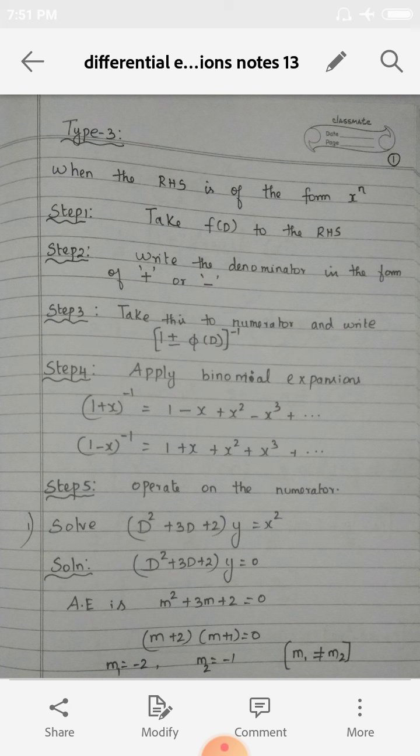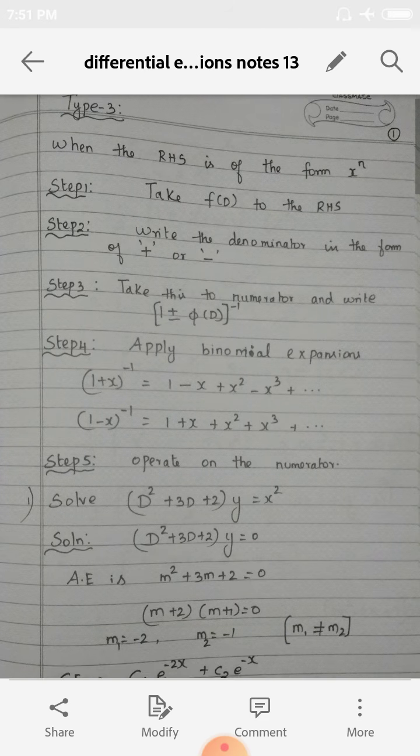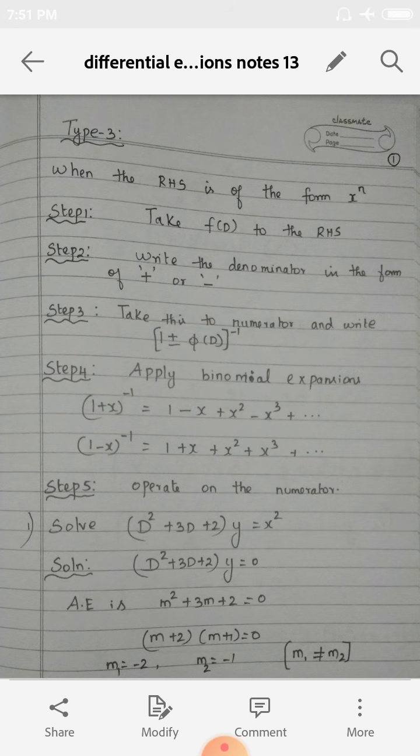Type 3, right hand side வந்து that is in the polynomial x power n இருந்தா how can we find the particular integral? That is type 3, right? So see the step 1. Step 1, you have to take f of d to the right hand side and write the denominator in the form of plus or minus. And the step 3, take this to the numerator and write.